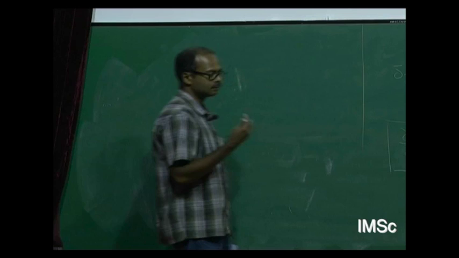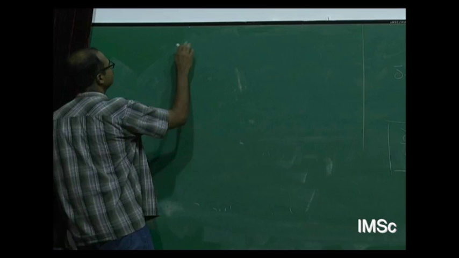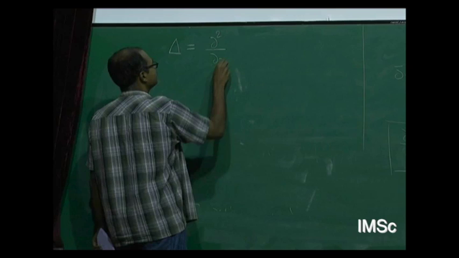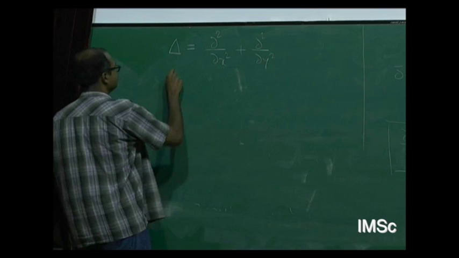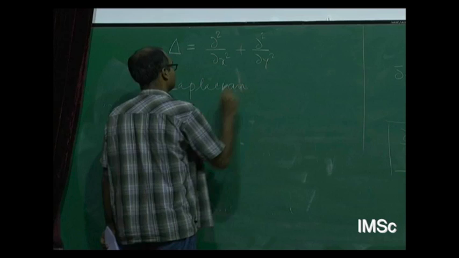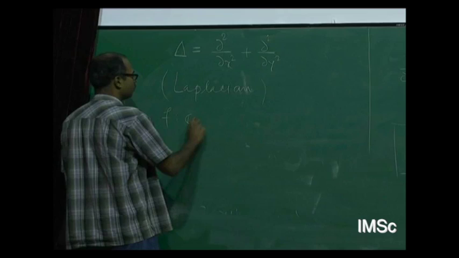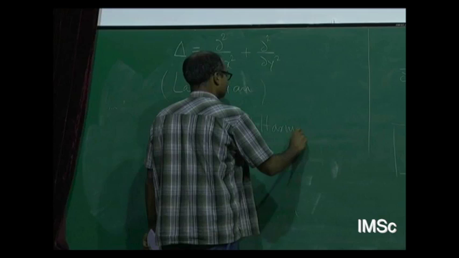Now we are ready to define harmonic functions. Before that I need to define an operator. I can just directly define this. This is called a Laplacian. This is double partial derivatives. This is the Laplacian, most of you know it. So a complex function f, we start with a complex function, is said to be harmonic if del f is 0.